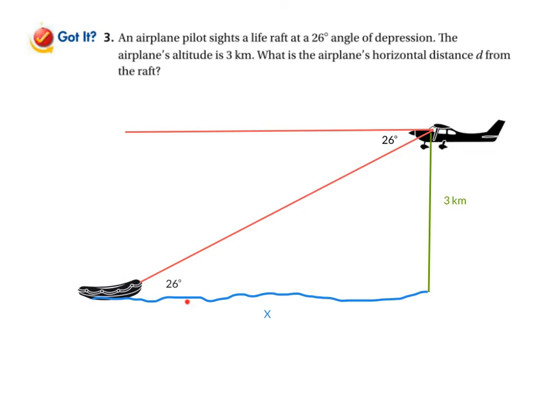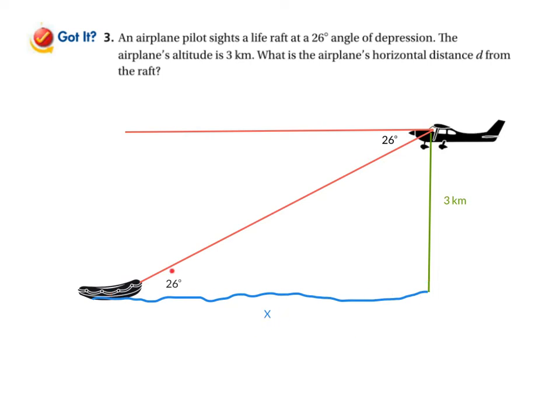So now we've got this triangle, right? And the airplane's altitude is 3 kilometers. What is the plane's horizontal distance? Now, they're not talking about the direct distance like this. They're just talking about from level right here, how far would the airplane need to go forward in order to be directly above it or whatnot. Okay, so that's this right here. So we're looking for x right here.